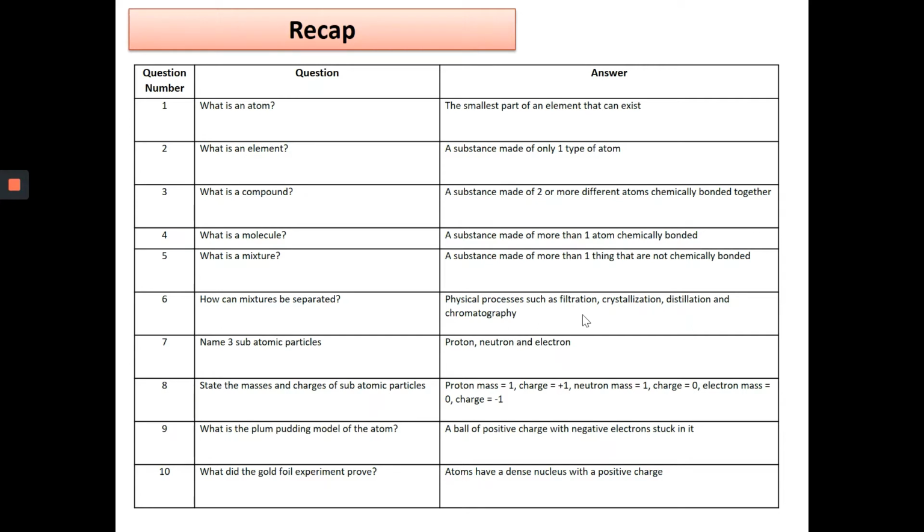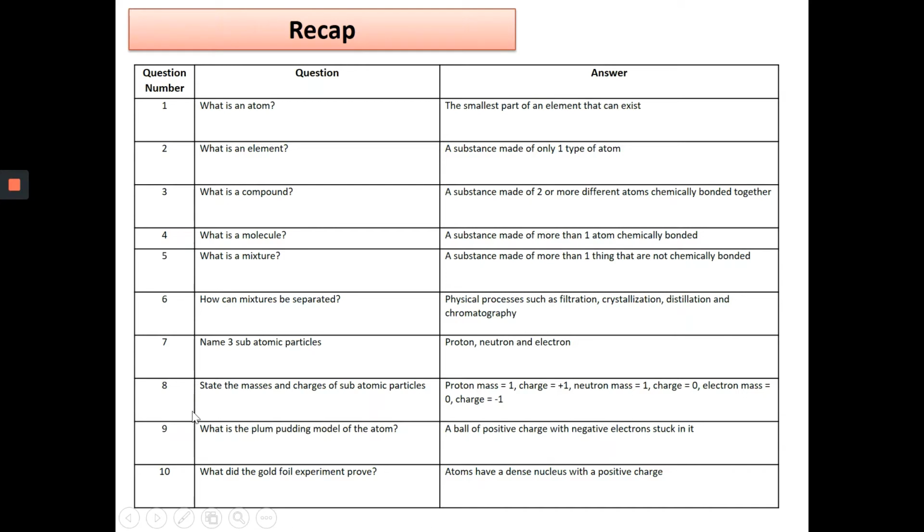So that's crystallization. Distillation is where we separate based on boiling points. So you might remember fractional distillation, for example, when we're separating crude oil, and chromatography. So you might remember where we do the ink samples, to separate off 2 liquids.